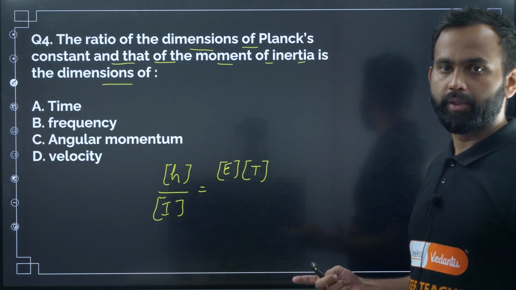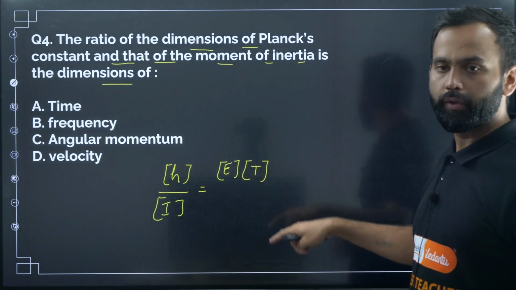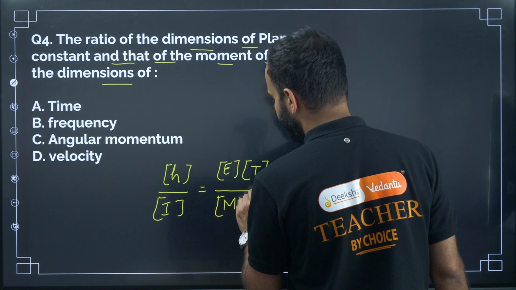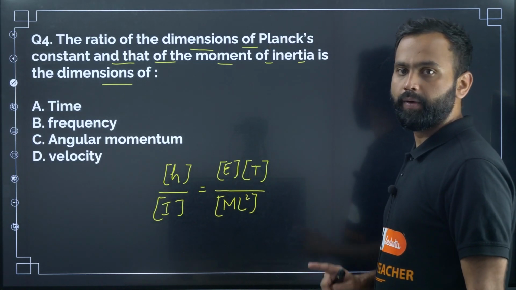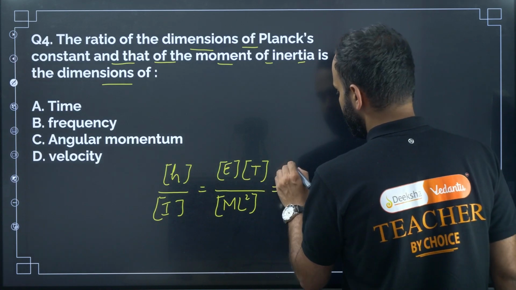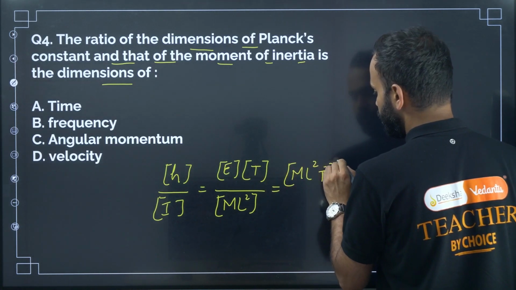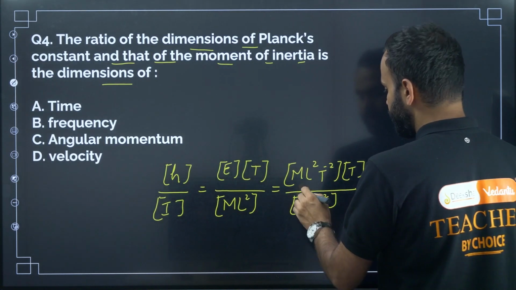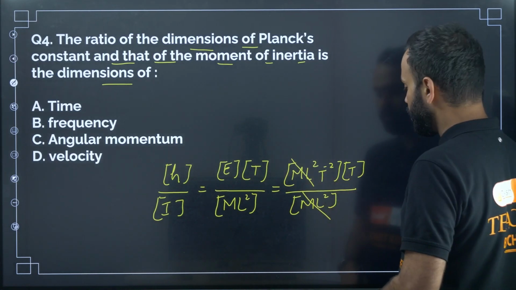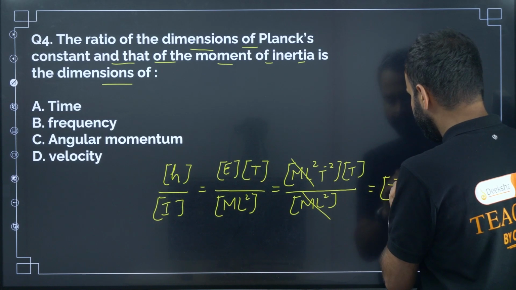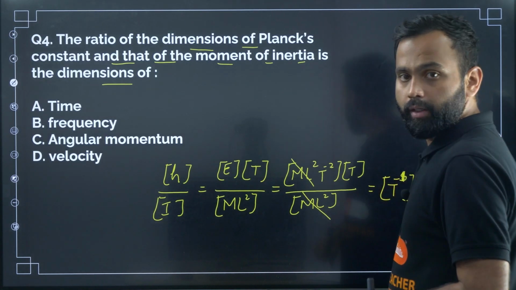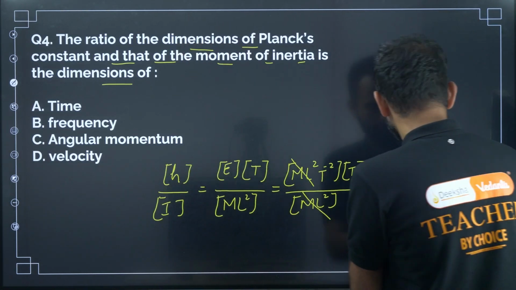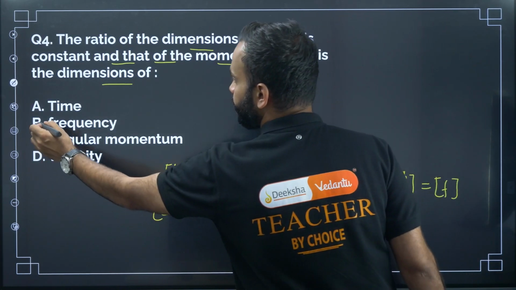Energy divided by frequency, and frequency is 1 by T. So the dimension of the energy into the dimension of the time, divided by the dimension of the moment of inertia, which is M L square. The dimension of the energy is M L square T to the power minus 2, into T, divided by M L square. Now M L square gets cancelled. T to the power minus 2 into T is T to the power minus 1. So this is the dimension of the frequency. So the correct option is B.